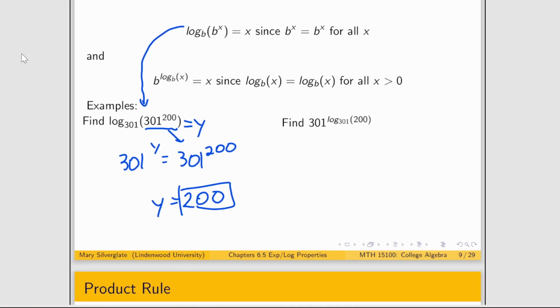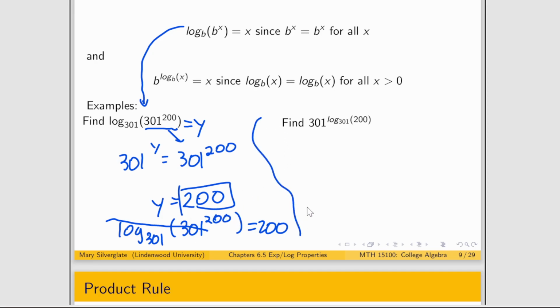A shorthand way, once you get comfortable enough with these that you may end up writing it in the middle of a problem, is you'll see log base 301 of 301 to the 200, and you'll just cancel out the log and the 301 and say that just leaves me with 200. Which, as long as you understand what you're doing there, is fine. You're saying, I know the definition of a log means that my answer has to be 200 here, because I'm saying 301 to what power gives me 301 to the 200? 200.